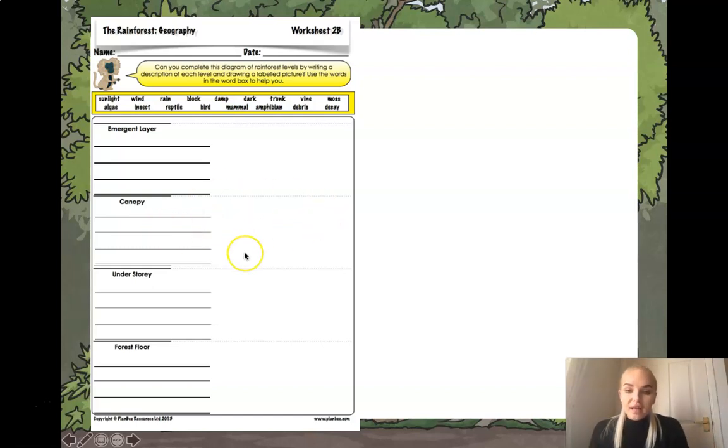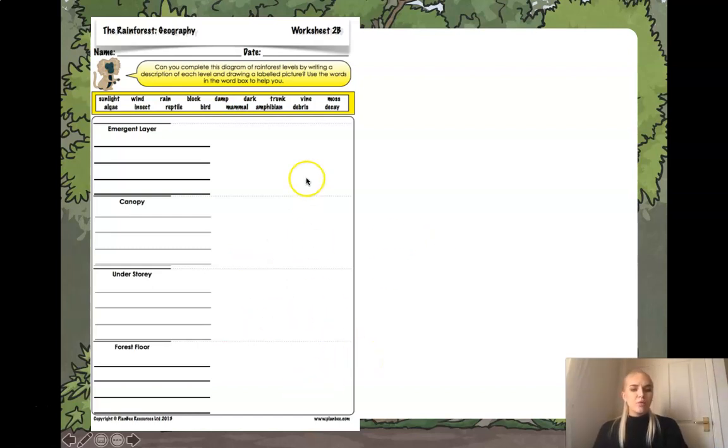Then you might draw the canopy. So you might draw the trees very close together this time, mightn't you? You might want to emphasise the fact that they actually block out 80% of the sunlight to anything underneath. Then you do the same for the understory, then the forest floor.